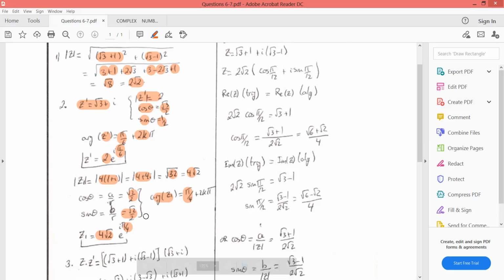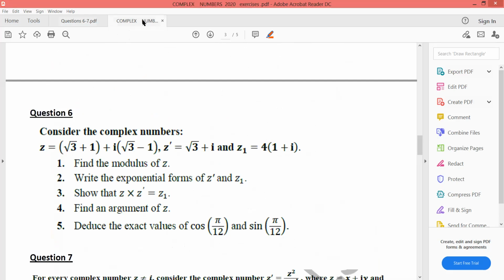Any questions? No. Show that z times z prime equals z1. How to verify that z times z prime equals z1? How to show z times z prime?